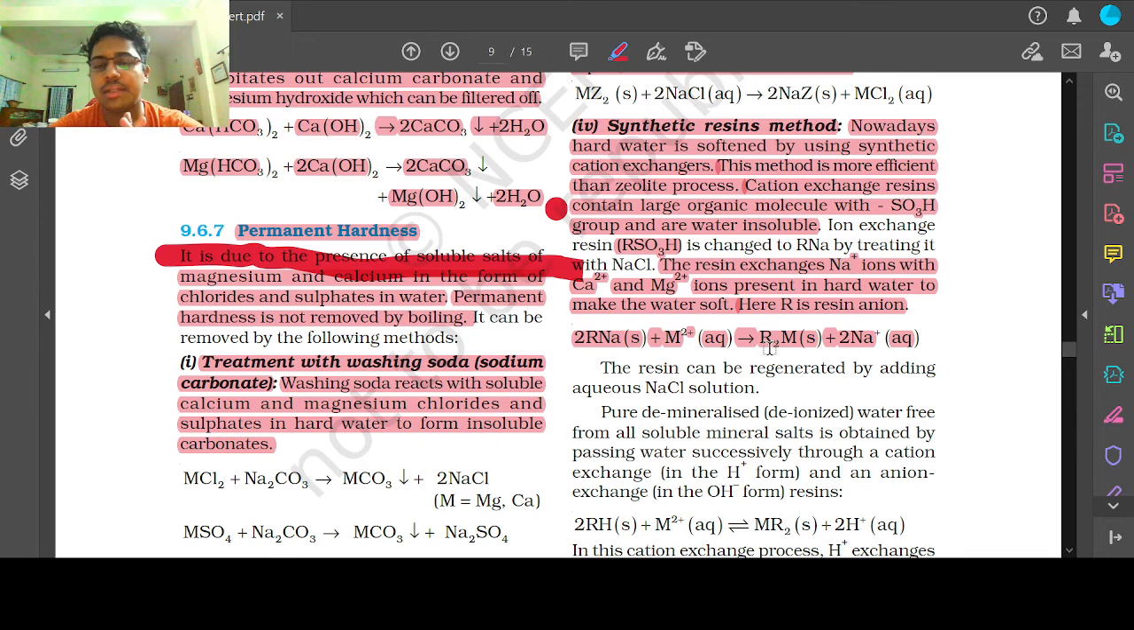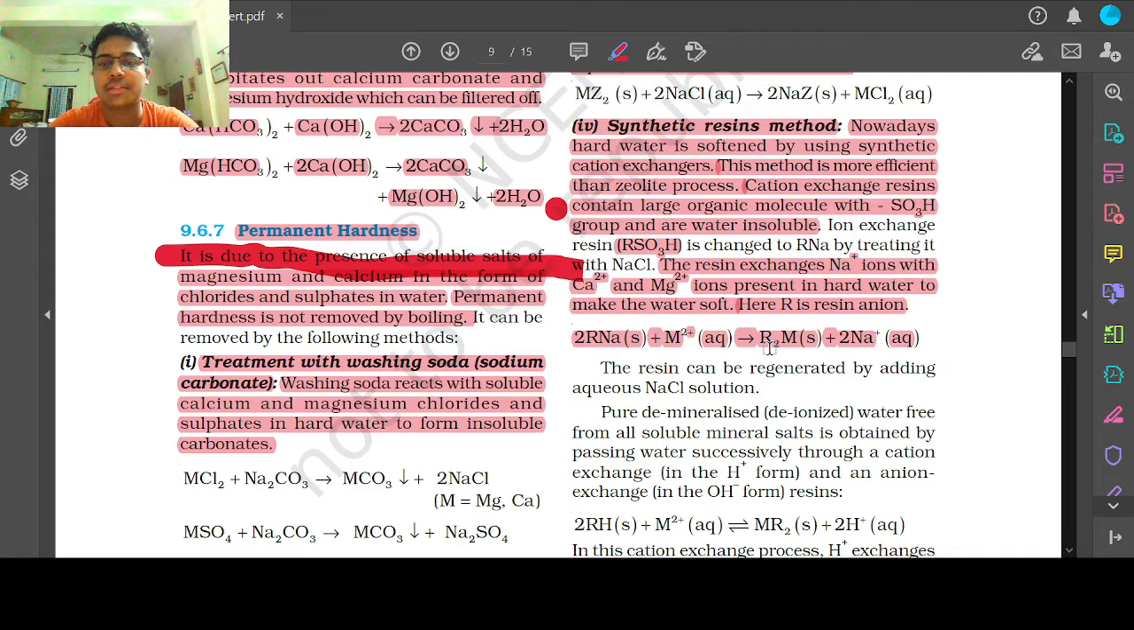So in the synthetic resin method, cation exchange resins are used. It contains an alkyl part with the SO3H group. This RSO3H, when reacted with sodium chloride, forms RNa. This RNa reacts with the hardness ions. Here Na is sodium, so don't think it's RNA like ribonucleic acid.